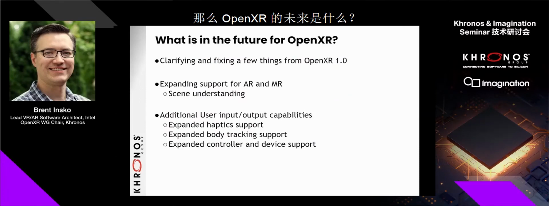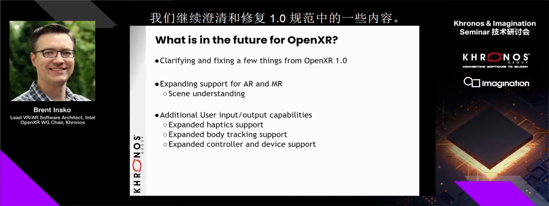So what's in the future for OpenXR? We continue to clarify and fix a few things from the 1.0 specification. We're looking to expand support for augmented reality and mixed reality by looking into providing applications more information about the scene it's being presented in. And we're also looking at additional user input and output capabilities, such as expanding haptic support, body tracking support, and more controllers and device support.